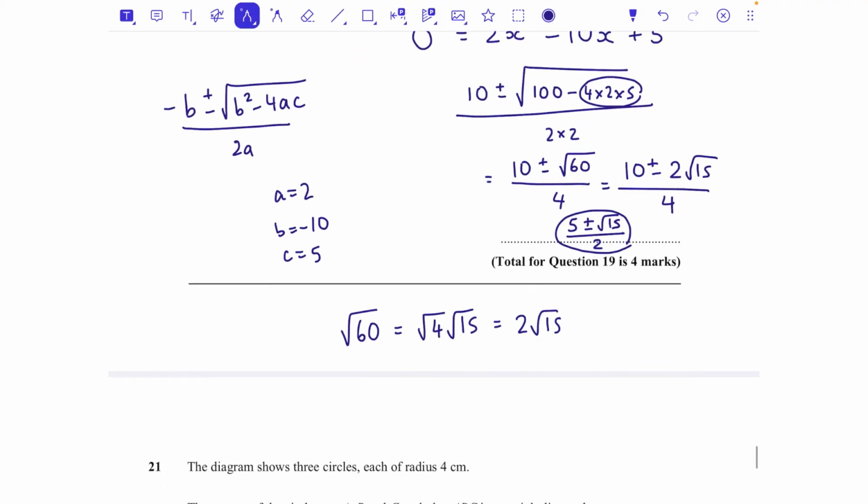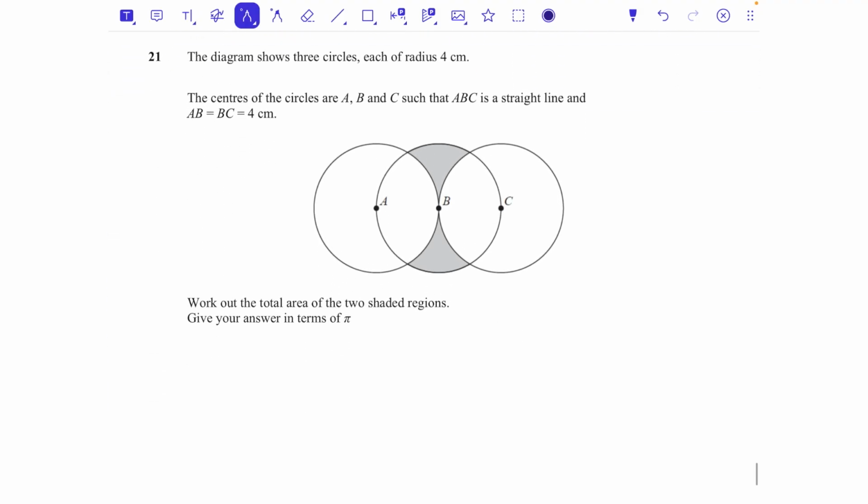Another tricky question. Question number 21. The diagram shows 3 circles, each of radius 4. The centres of the circles are A, B and C, such that ABC is a straight line, and A to B, B to C is 4. So this is 4 centimetres, and this is 4 centimetres. Work out the total area of the 2 shaded regions.